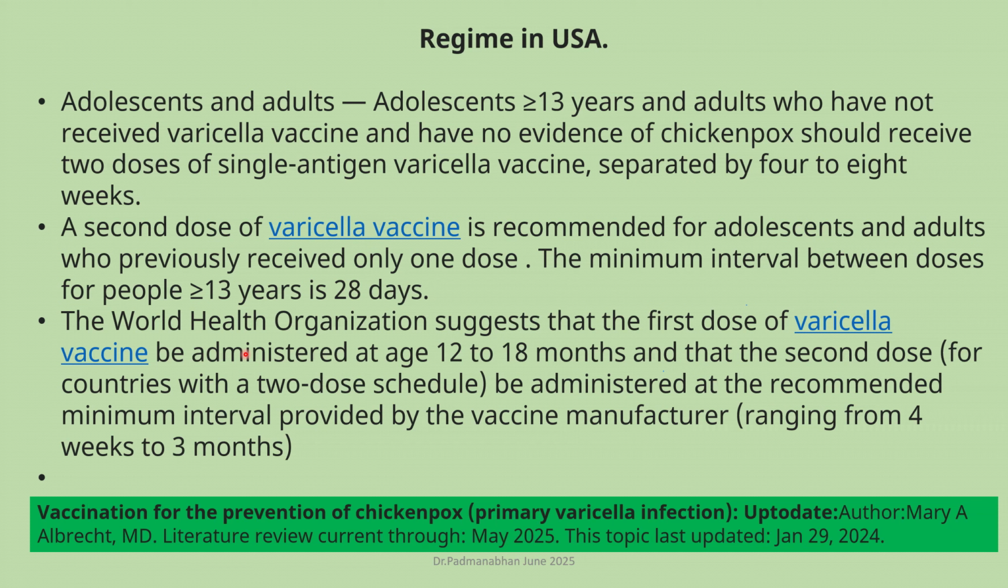At about 13 years, you try to give it at an interval of 4 weeks because he's going to school, going to college, going to the hostel. Therefore, we want to prevent chickenpox, so we give 2 doses 4 weeks apart. Sometimes the parents will come and say, Doctor, he's going to such and such a place.